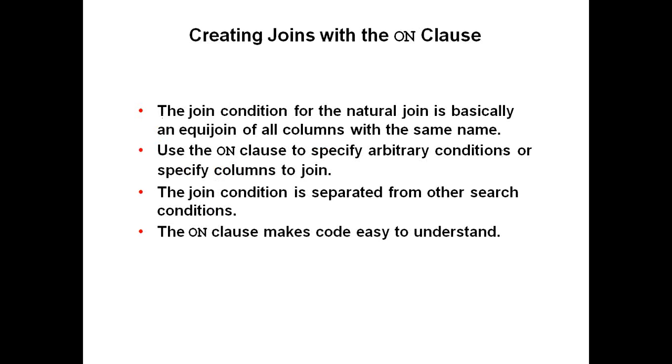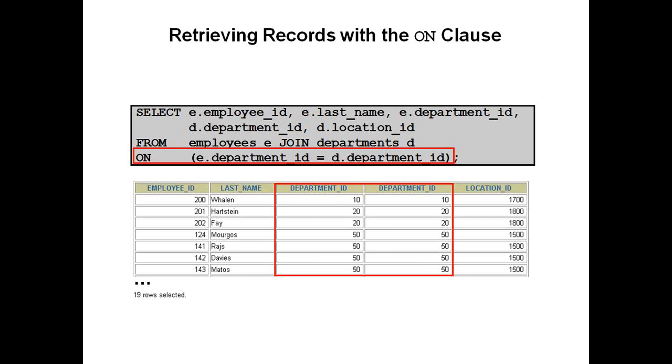And we can also create the joins based on the ON clause. The join condition for the natural join is basically an equi join, and you use the ON clause to specify arbitrary conditions or specify columns to join. So the join condition is separated from other search conditions, and the ON clause makes the code easy to understand. The ON clause is also similar to the USING clause. There is no particular difference between the ON clause and the USING clause.